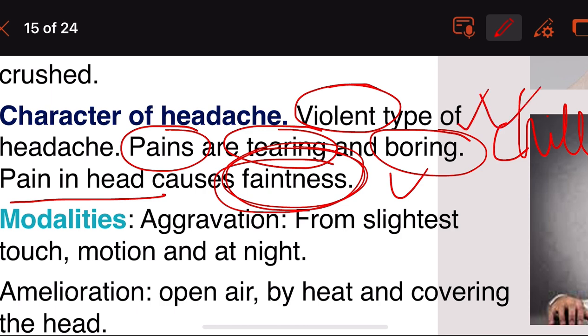Aggravation from the slightest touch, motion, and at night. The patient has aggravation from touch, motion, and at night there is aggravation.